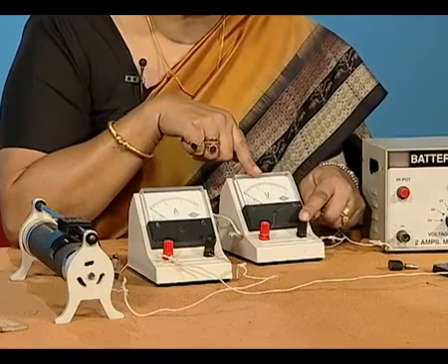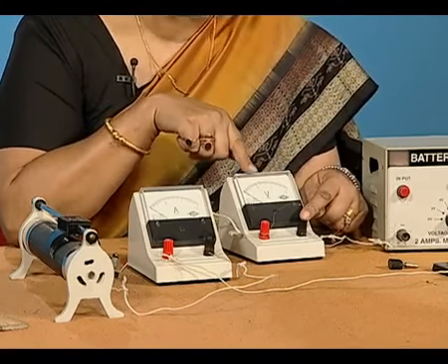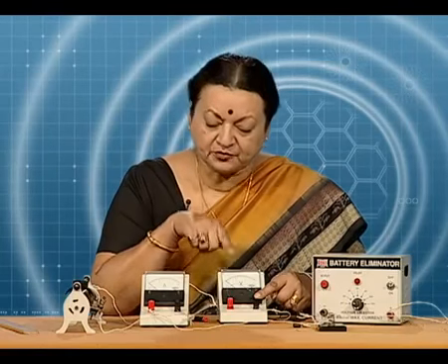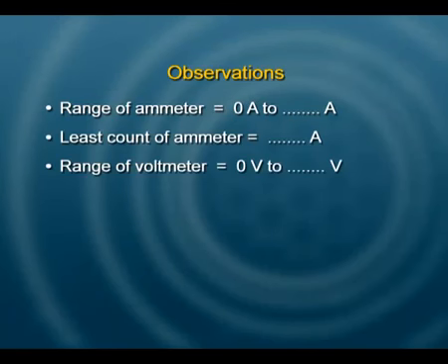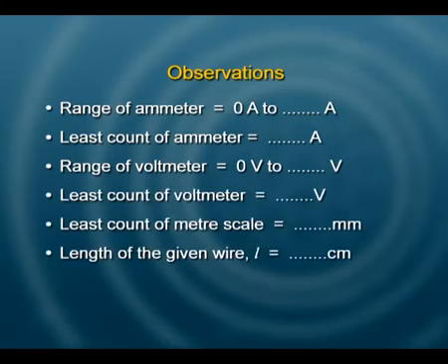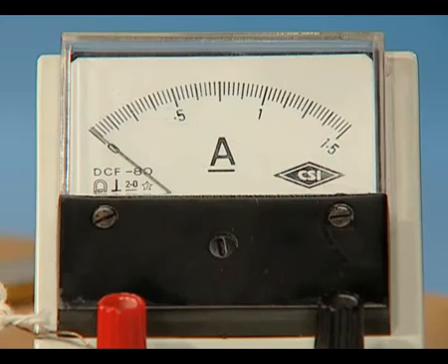So, let us do this experiment, set up an observation table. What do we require to do? First and foremost, we need to find the range of the meters, the least count of the 2 meters and the least count of the ruler. So, what do we have here?